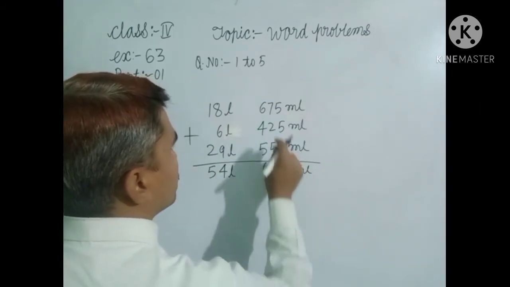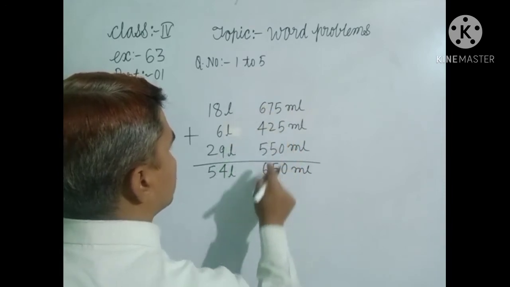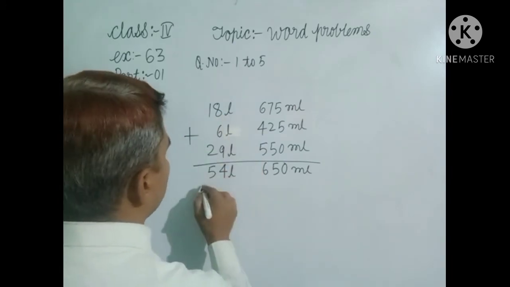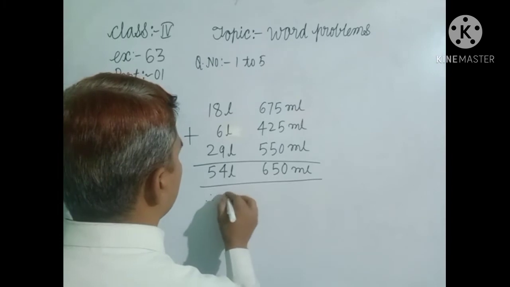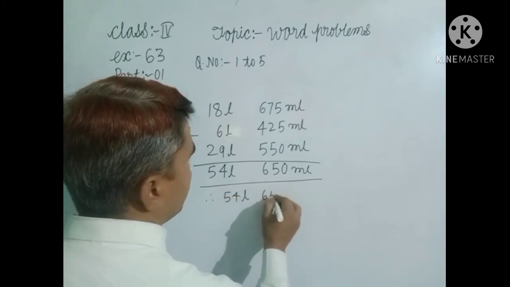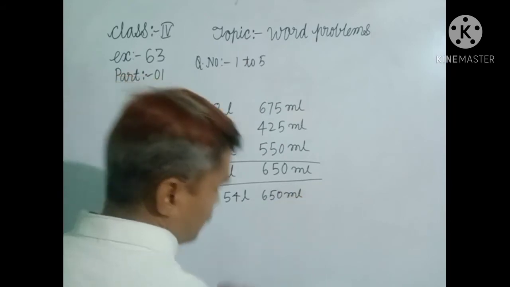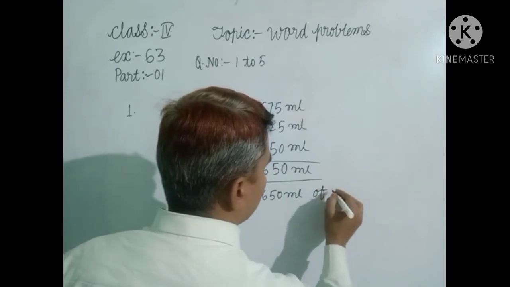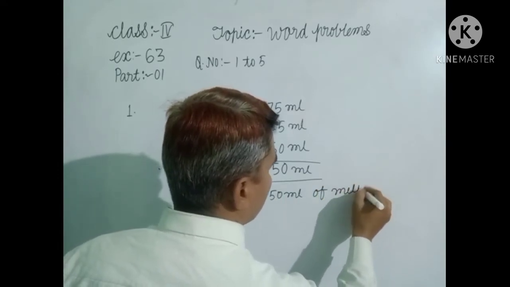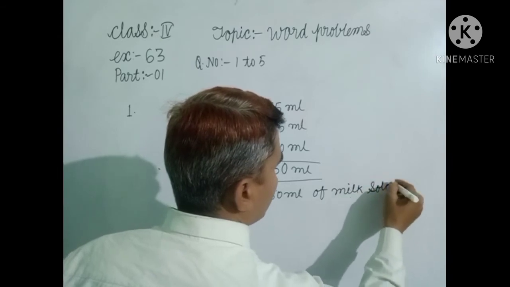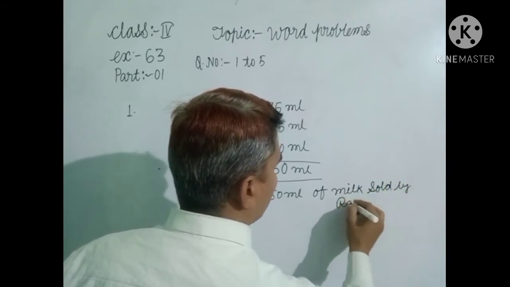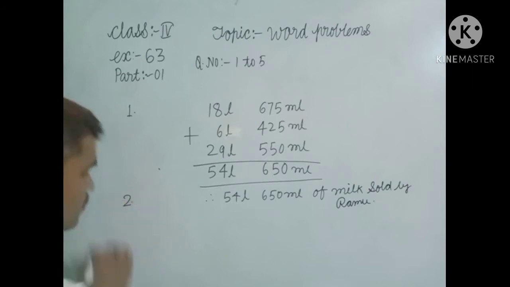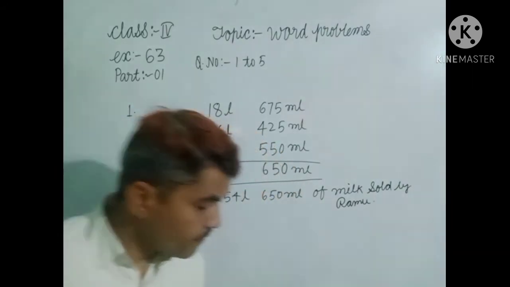Now again, 54 liters 650 milliliters of milk sold by Ramu. Now the next question of your topic.